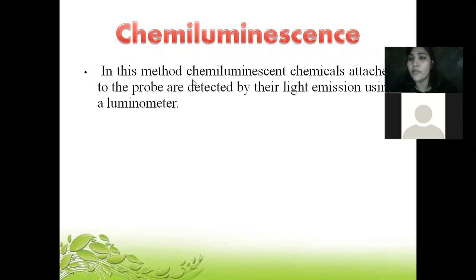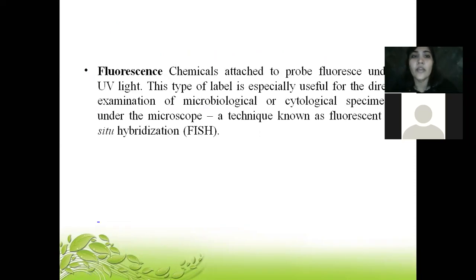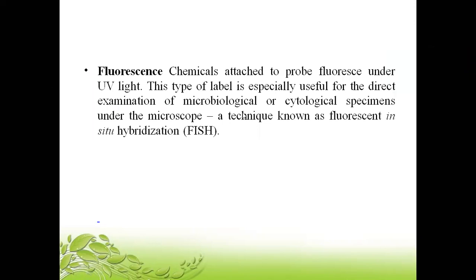So if you have a probe labeled and if it is getting attached, then it will be emitting the light at that particular frequency. Okay. So then fluorescence: chemicals attached to the probe fluoresce under UV light, and this type of label is especially useful for the direct examination of microbiological or cytological specimens under the microscope. A technique known as fluorescent in situ hybridization, that is FISH, is very well known.